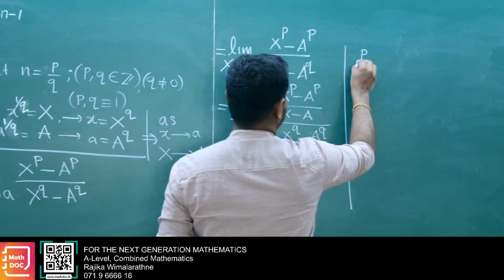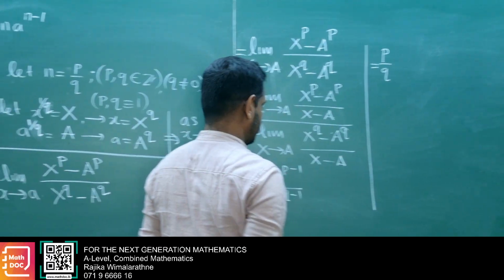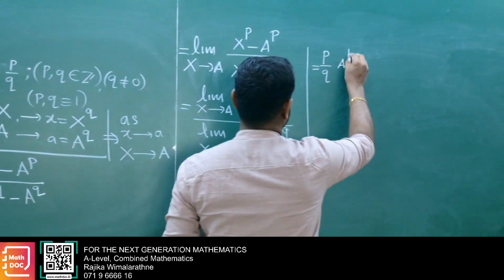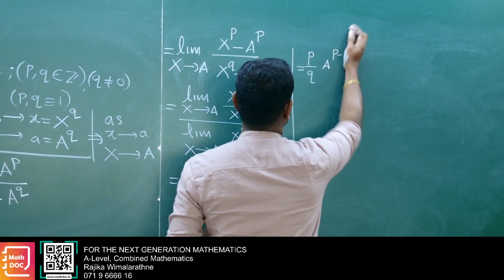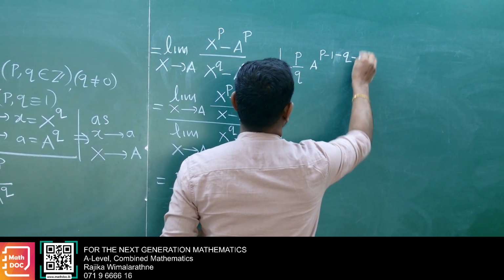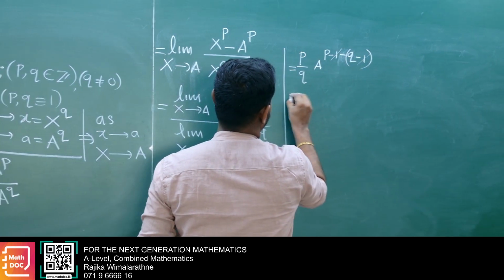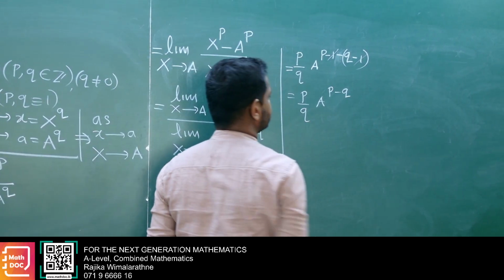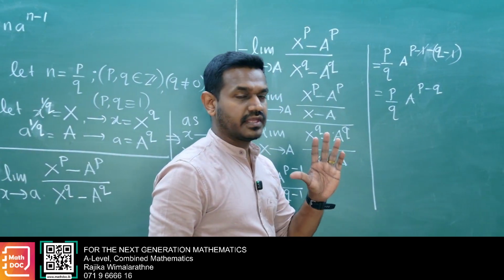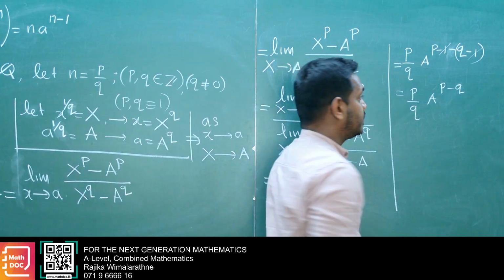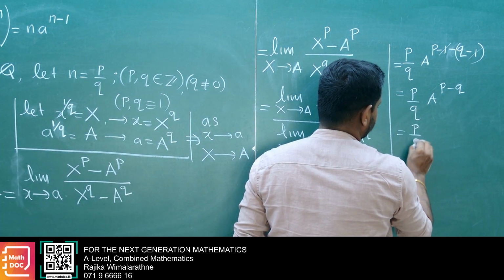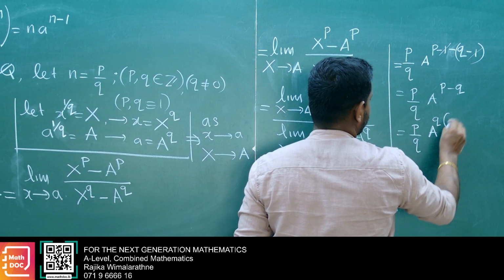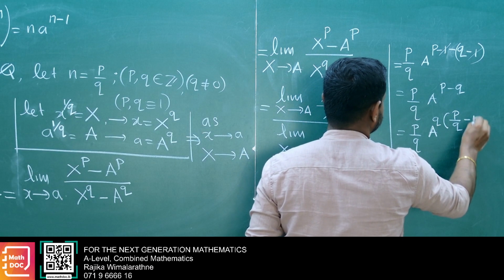P divided by q, a to the power, take this index upstairs, p minus 1 minus q minus 1. P divided by q, a to the power p minus q. Then here p divided by q, take q outside, then p divided by q minus 1.